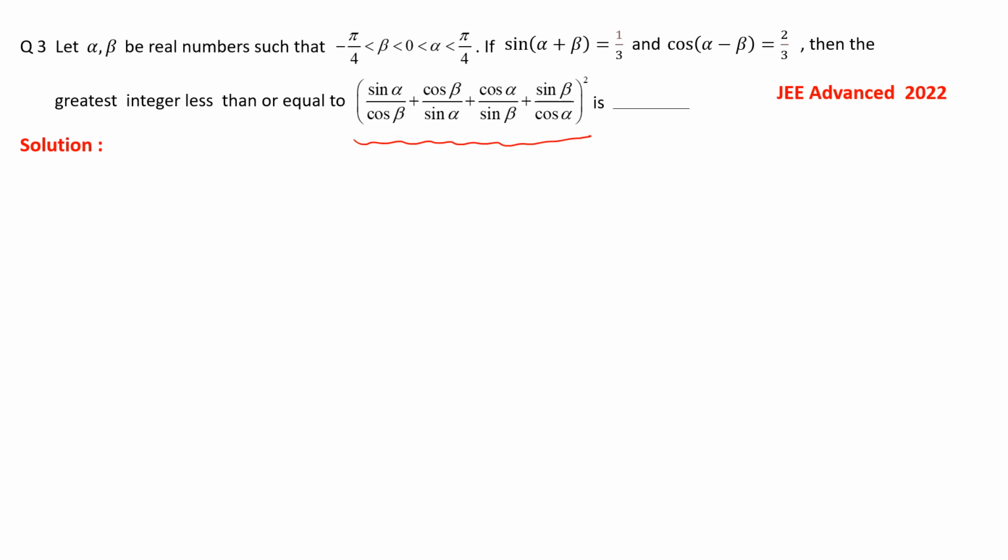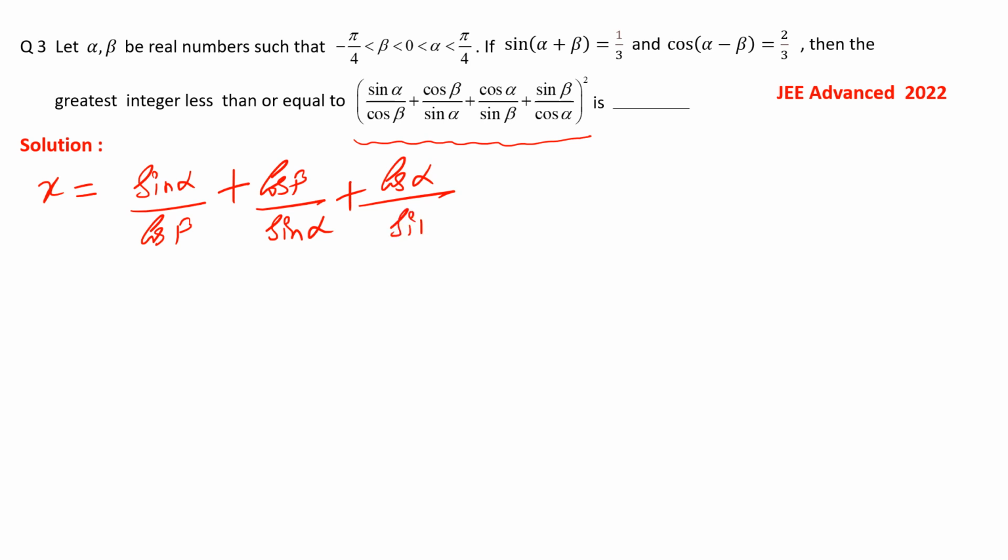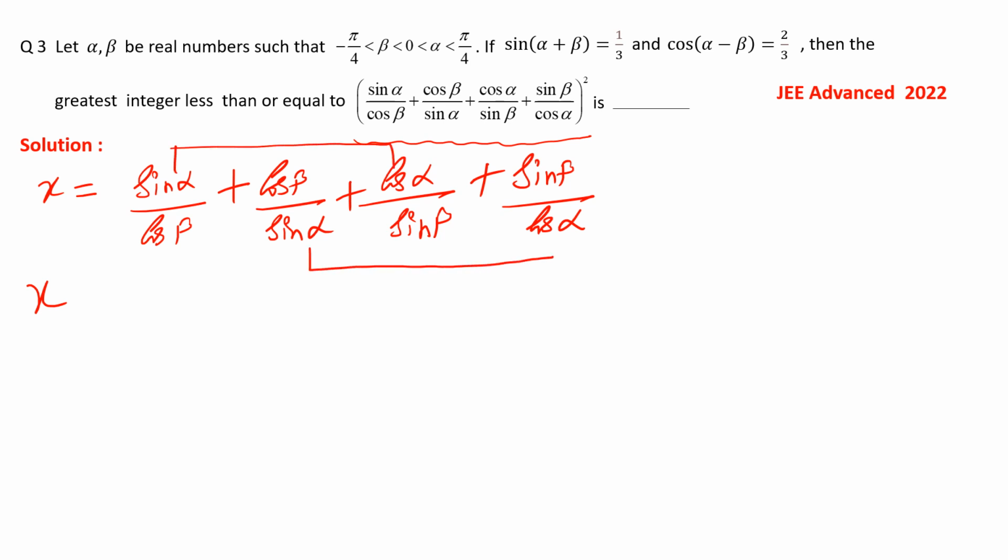Now this value seems to be a big value, but if you just focus upon the term inside the square sign, let me call this value as x. Then this is sine alpha upon cos beta plus cos beta upon sine alpha plus cos alpha upon sine beta plus sine beta upon cos alpha. Right? Now to simplify this, I rearrange the terms. I am grouping these two terms and these two terms.